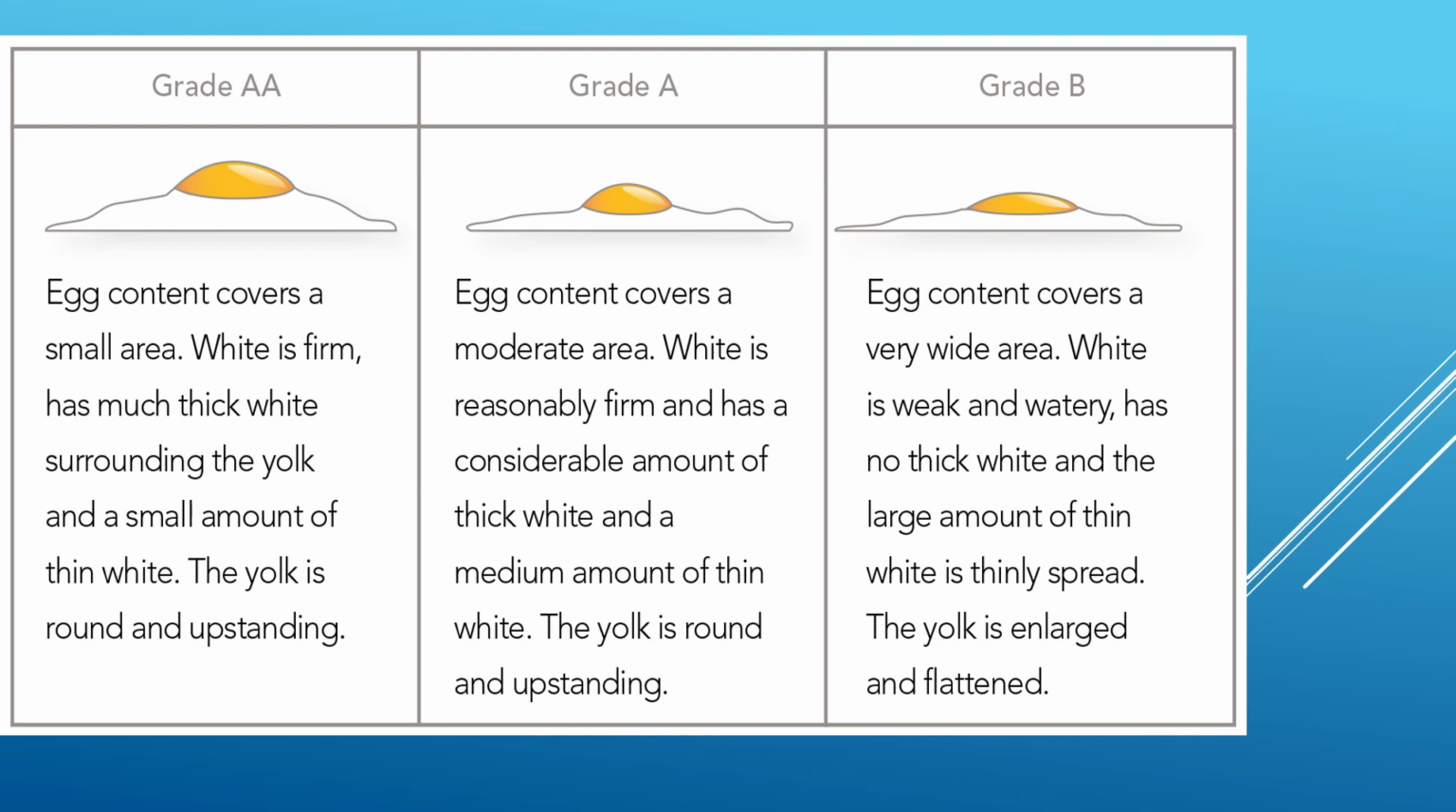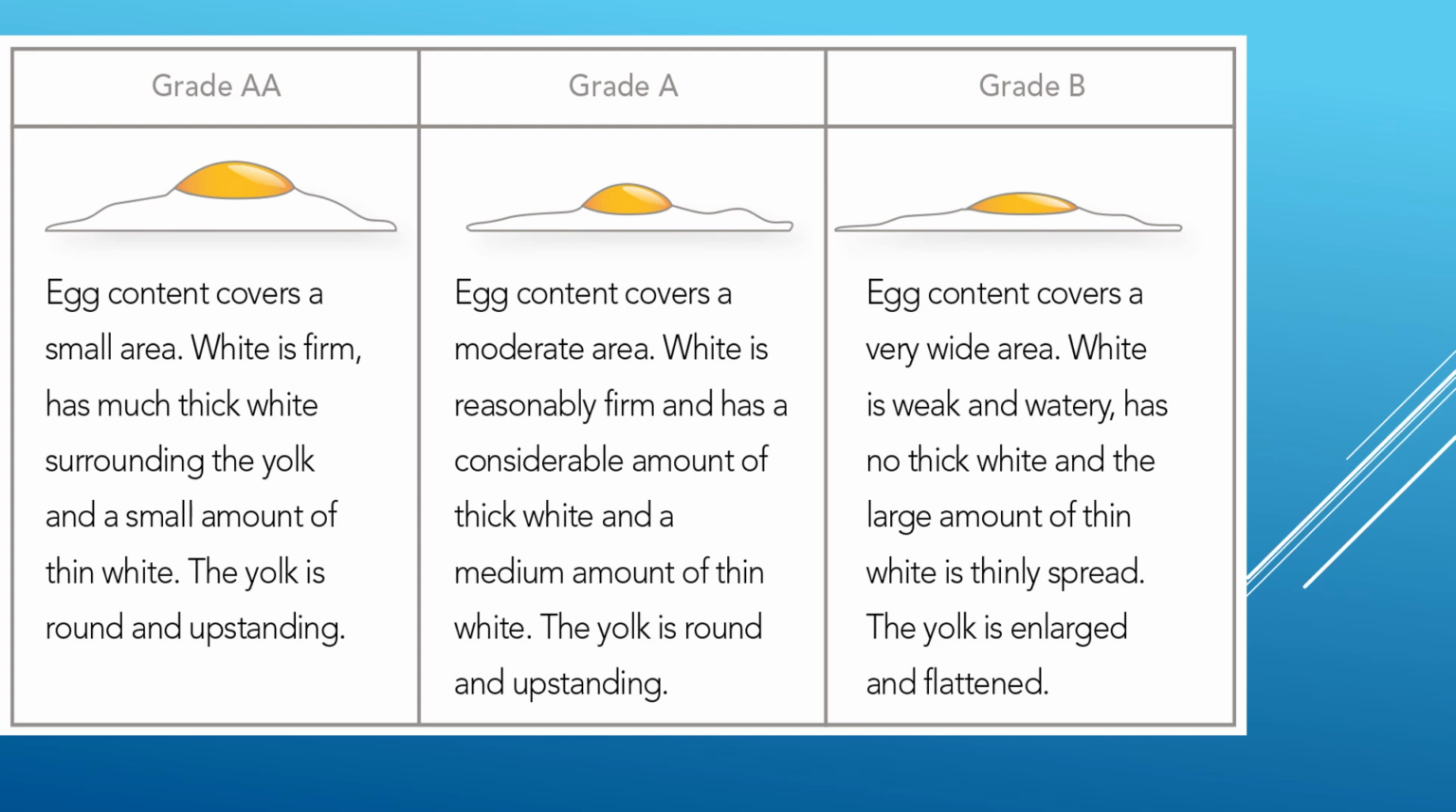There are different grades of an egg when it is taken out from the shell: grade AA, grade A, and grade B. For grade AA, the egg content covers a small area, the white is firm, with much thick white surrounding the yolk and a small amount of thin white. The yolk is round and upstanding.